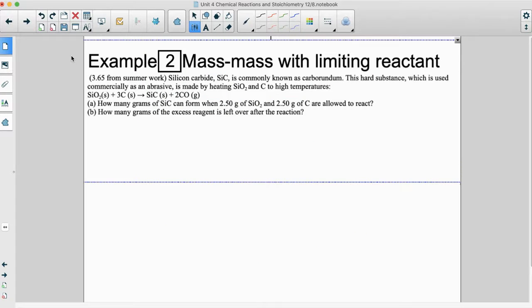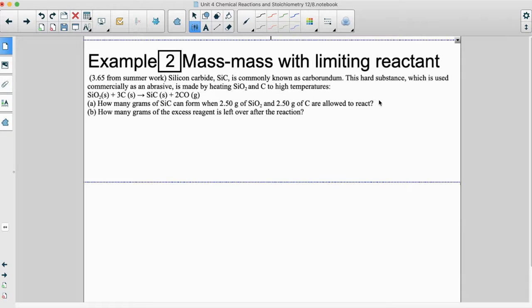Okay, so now in example 2, we've got a mass-mass problem. Okay, going from mass to mass, but this time we need to find the limiting reactant. So in this problem, silicon carbide, SiC, is commonly known as carborundum. This hard substance, which is used commercially as an abrasive, is made by heating SiO2 and carbon to high temperatures. And here's the balanced reaction. So in part A, it says how many grams of SiC can form when 2.50 grams of SiO2 and 2.50 grams of C are allowed to react.